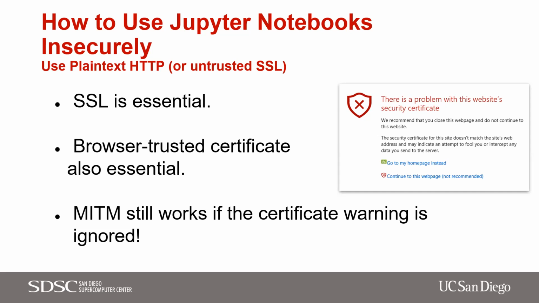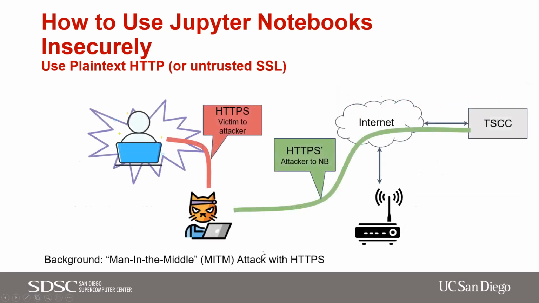Well, the attack that we just saw still works if the certificate warning is ignored. And you're wondering, like, well, how does that work? It's SSL, right? Well, almost. So the victim talks SSL or HTTPS to the attacker, and then the attacker has a completely separate SSL connection to the notebook. And then in between, the attacker just looks at the plain text and then shuffles it from one side to the other, back and forth, and then reads and copies as necessary.